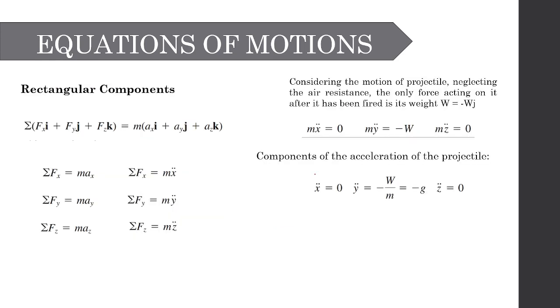So, equations of motion. In rectangular components, we have summation of force i, j, and k equals mass times acceleration in terms of i, j, and k. I, j, and k means this is in three-dimensional space, because i, j, k is just like x, y, and z.